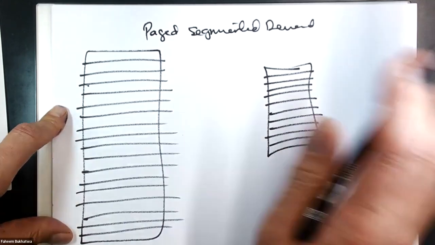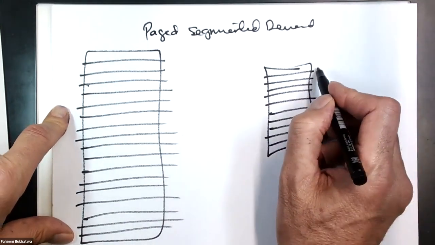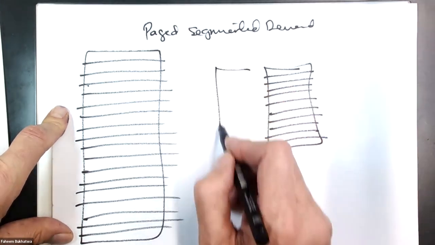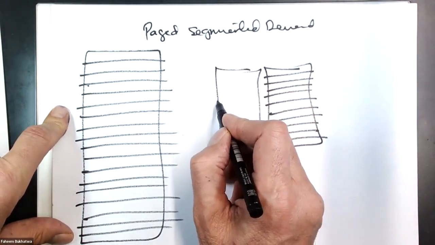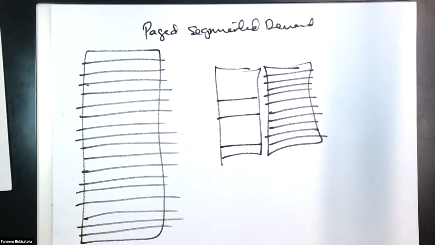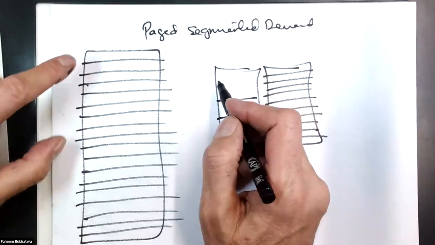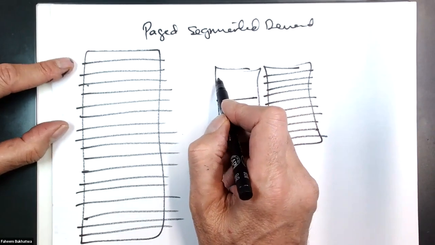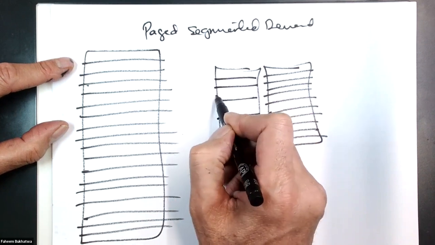But oh no, let's start. Split it into segments, sorry. You get a program, split it into logical segments. Why are segments good? Because they are logical. You never break a loop, you never break a function. But now, every segment, split it into pages, equal size pages.